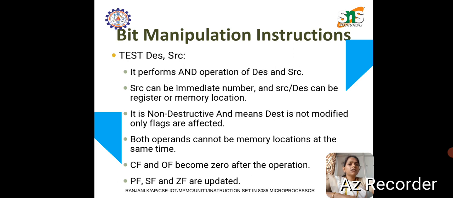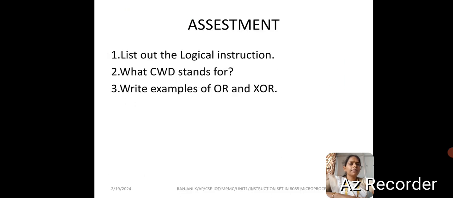Next is your TEST. It performs the AND operation between destination DES and SRC. SRC can be an immediate number, register or memory location. Both operands cannot be memory locations at the same time. CF and OF become 0 after the operation. PF, SF and ZF are updated. Here are a few questions which can be asked. Just try to work them out with the help of examples, and if you have any clarification, contact me.